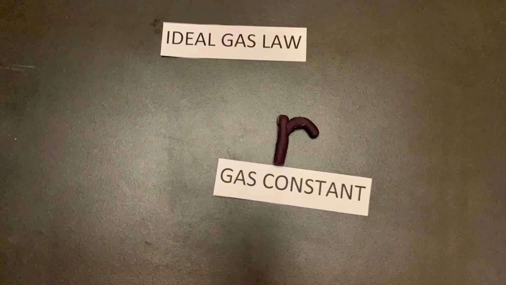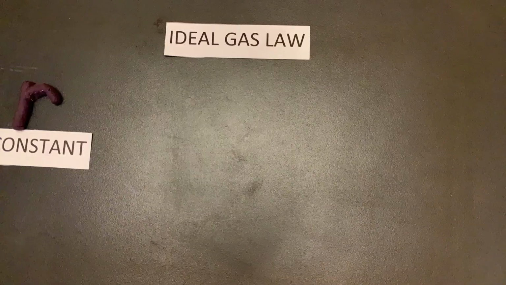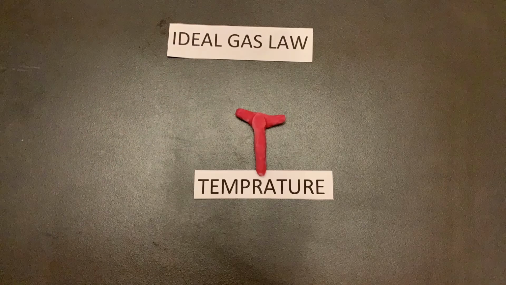R is the gas constant, which is 0.08206 liter atmospheres per mole and Kelvin. T is temperature, which is the average kinetic energy of the particles in a substance and is most commonly measured in Celsius or Kelvin.